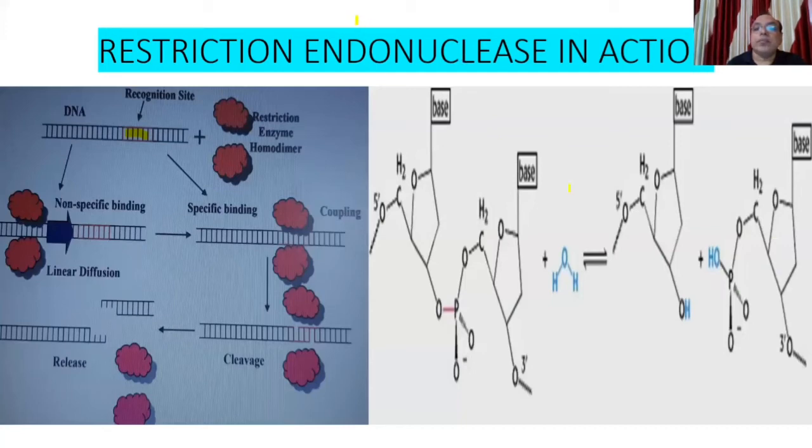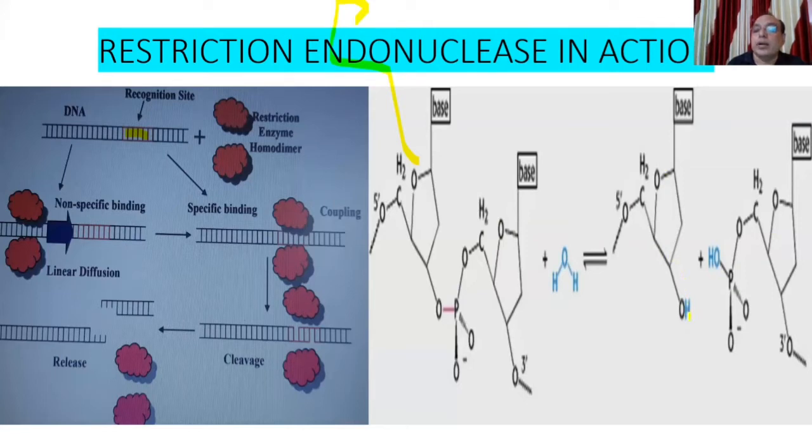So here water is being added, hydrolysis is taking place. OH and H: OH has been added here to the phosphate group and H to this oxygen. Here the base is attached, and here the sugar.